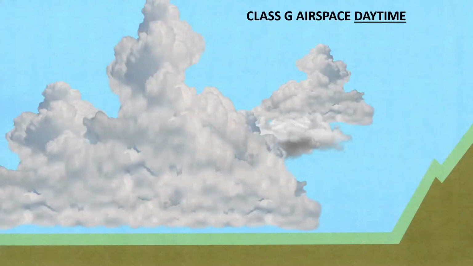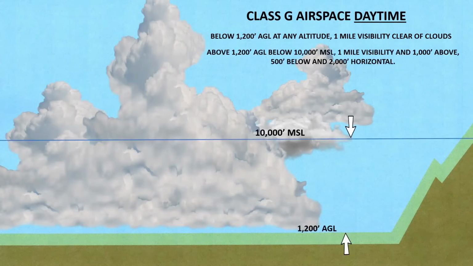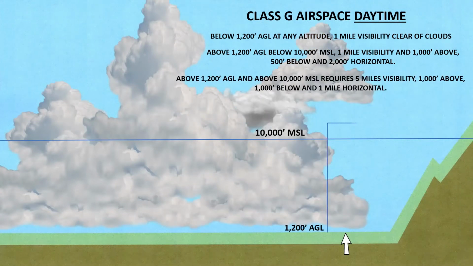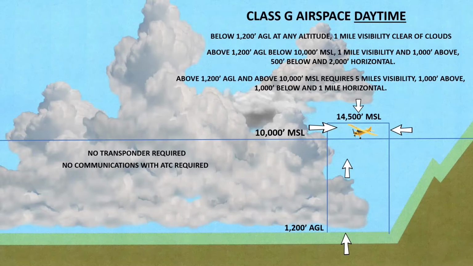So let's review Class G airspace daytime rules. Below 1,200 feet AGL at any altitude, you are required to maintain 1 mile visibility and clear of clouds. Above 1,200 feet AGL, below 10,000 MSL, you are required to maintain 1 mile visibility, 1,000 feet above, 500 foot below, and 2,000 foot horizontal from the clouds. And then above 1,200 feet AGL and above 10,000 feet MSL, that requires 5 miles visibility, 1,000 foot above, 1,000 foot below, and 1 mile horizontal from the clouds. No transponder is required, no communications with ATC are required, radar coverage and communications are questionable at best.